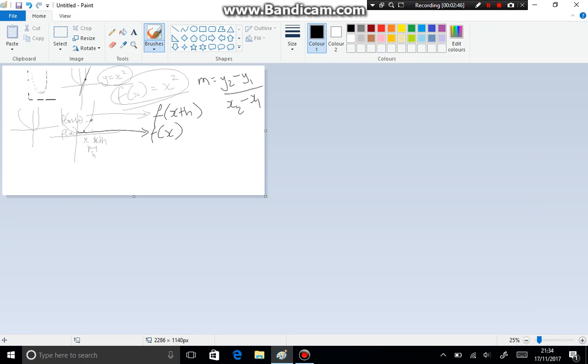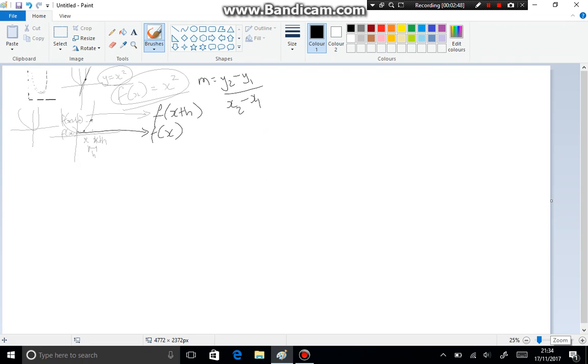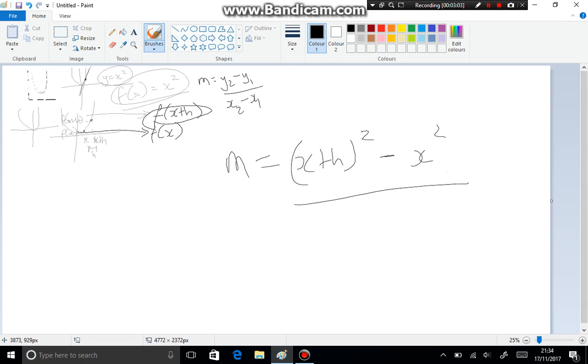Okay, let me make the canvas bigger. So what we have to do is, we know that the y value is this, so let's plug in x plus h into the formula. So (x plus h) squared minus x squared over, and the value of x2 is x plus h minus x. So what we're doing essentially is we're finding the gradient of this line, yes?